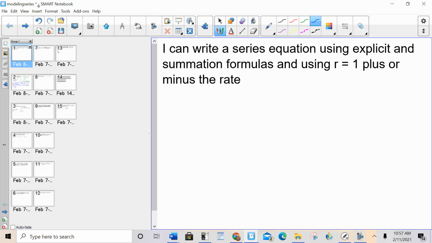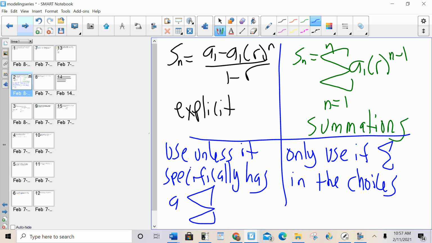Hello everybody, today I can write a series equation using explicit and summation formulas, using that r equals 1 plus or minus the rate. So these are your two formulas. You have your explicit here on the left, your summations on the right.